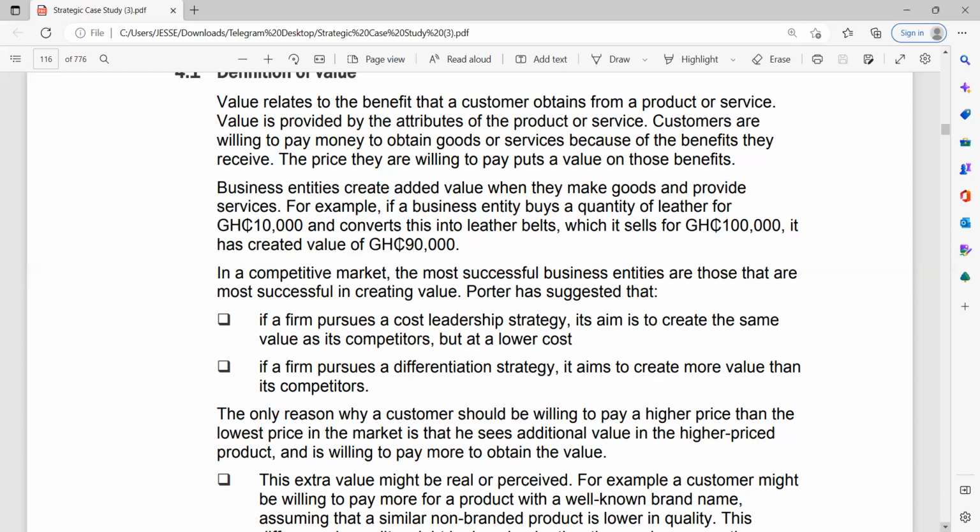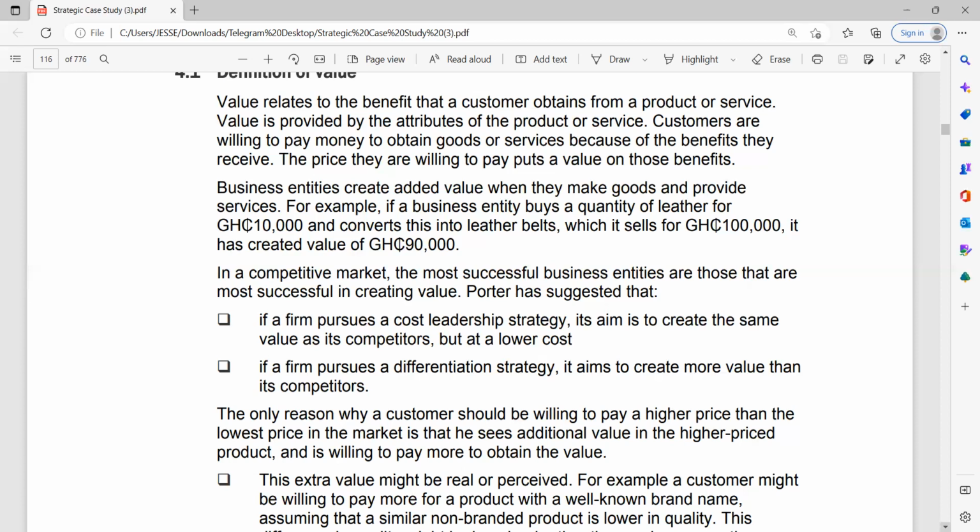So a differentiation strategy is basically a strategy that a company pursues to make its products unique. And how do you make a product unique? You make a product unique by its features, its attributes that are distinct from competitors. So when you pick Apple, Apple is unique. Apple iPhone, Apple MacBook. These are unique devices that are different from competitors. And the aim here is to create more value than its competitors.